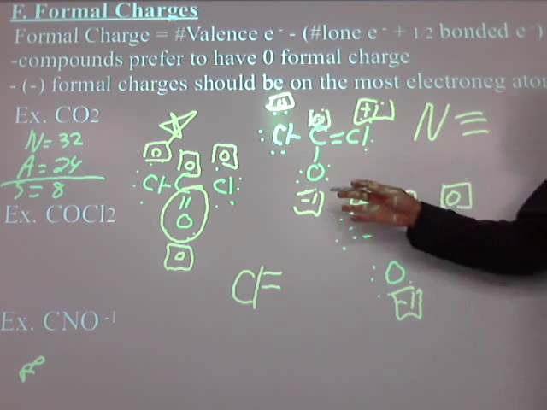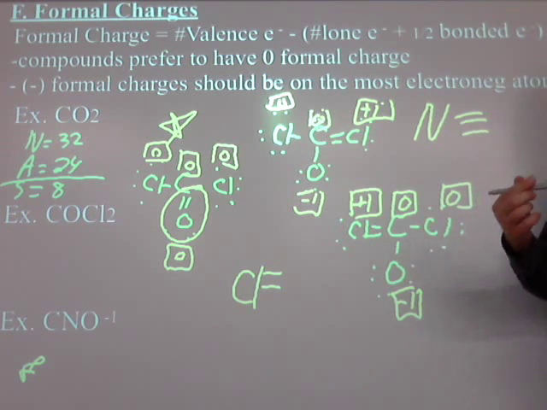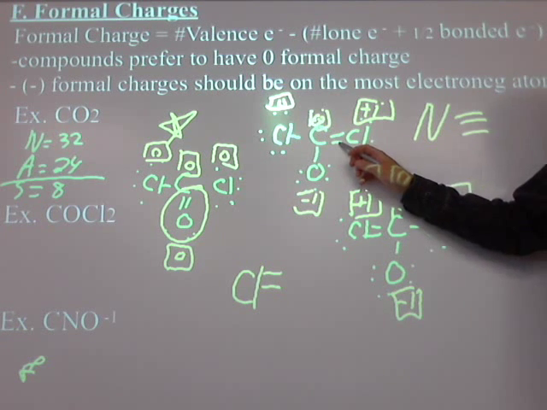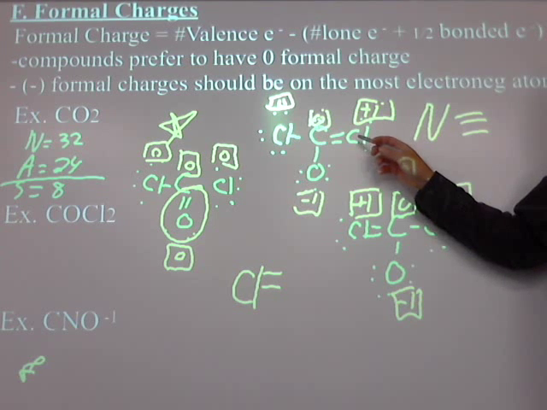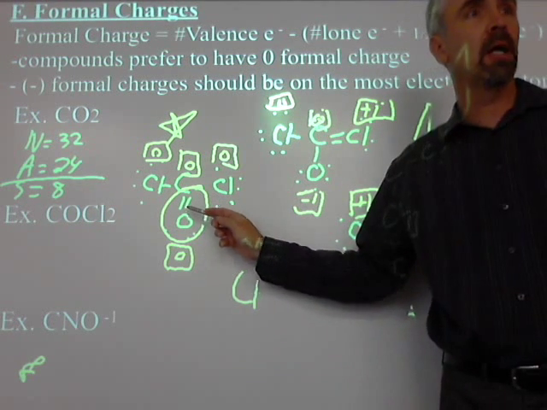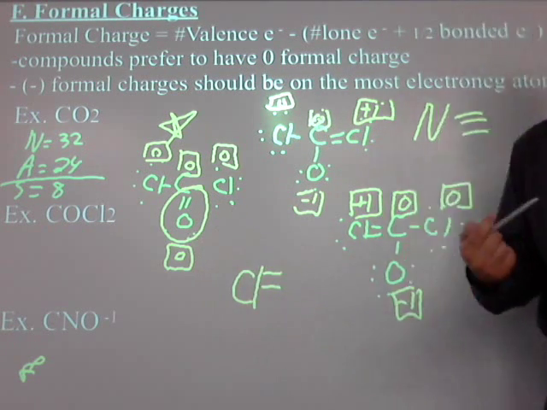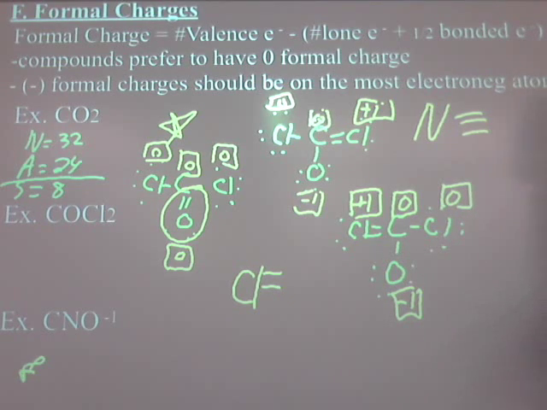So even without doing the formal charges, things start to look right or look wrong. This looks wrong to me because I see a double bond coming off of a halogen. This looks right to me because I see a double bond going up to an oxygen. It just looks right, and you're going to notice that when we do more and more organic compounds and structures. So let me erase this all, and that's good.